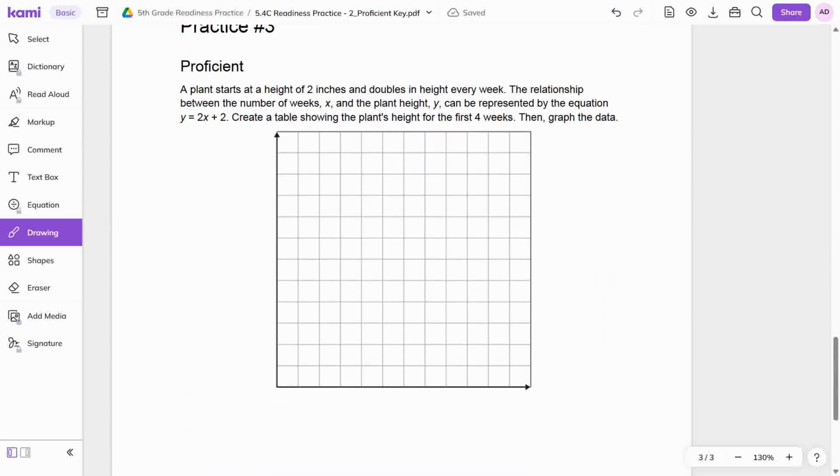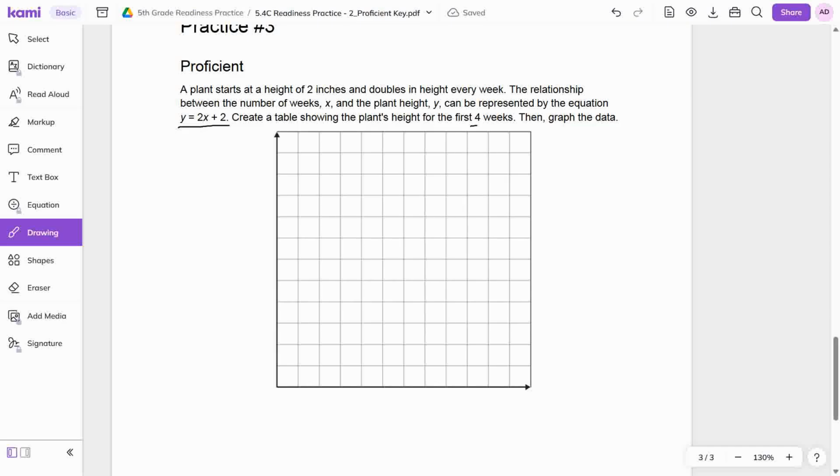All right, so we have a plant starting at a height of 2 inches, and it doubles every 2 weeks. The relationship can be shown with this y equals 2x plus 2. All right, so it's the same type thing. We need to create a graph, and then we need to put in a table as well. And we're looking for the first 4 weeks. All right, so they don't give us the x values, but we can infer that the x values will need to be 1, 2, 3, and 4 because it's looking for the first 4 weeks.